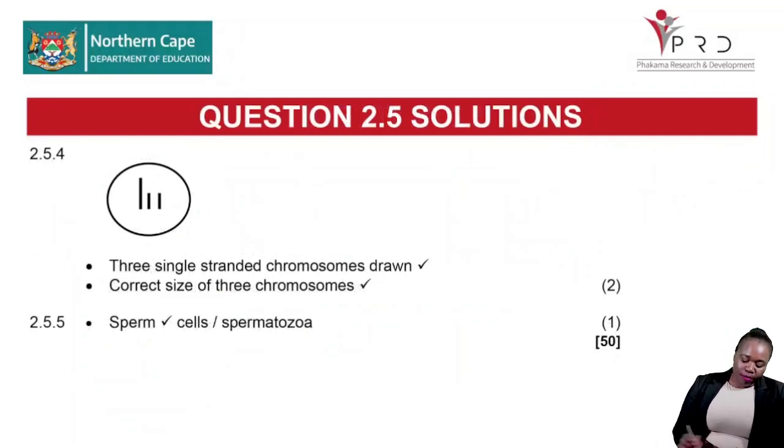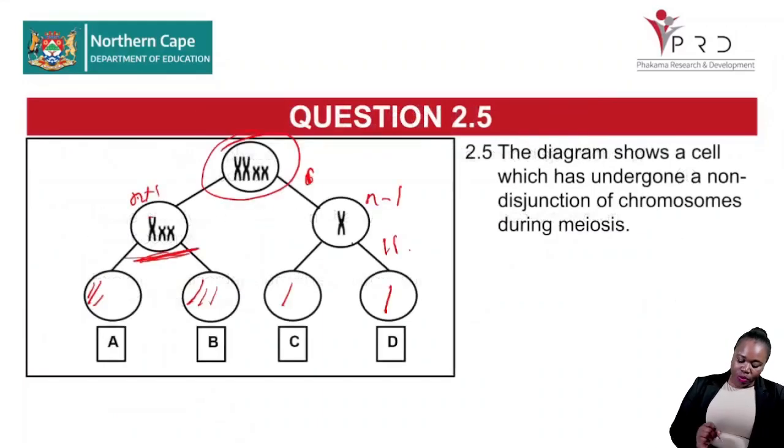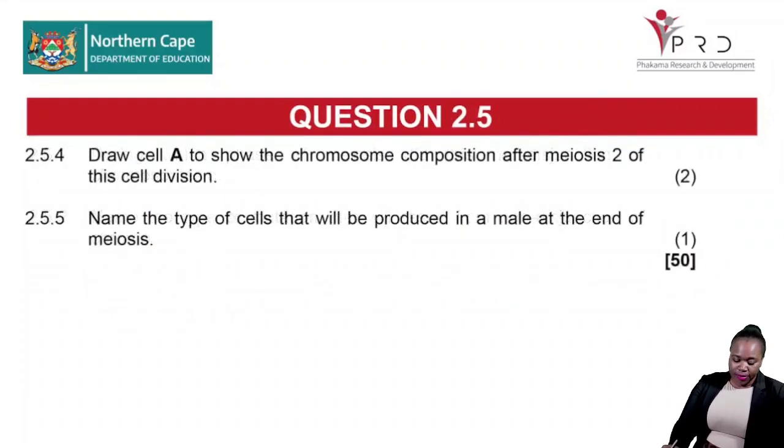Now remember, every drawing must have a heading, right? You should get a mark for the heading as well. And then 3 single strands are drawn. It needs to be 3 single strands. It cannot be 3 full chromosomes, but only the single stranded ones, and then the correct size of those 3 chromosomes. We're going to have a look at the sizes that we came up with here. So we can see that we have 2 small and 1 large one. It means that we are going to have 1 large one and 2 small ones, like that, and that is how you are going to get those marks.